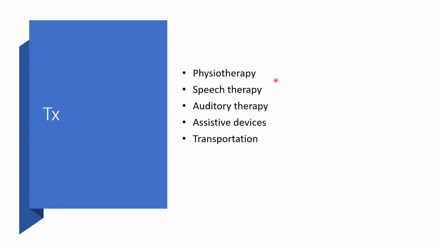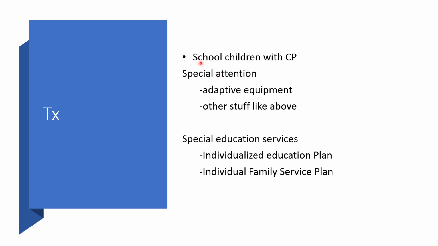Still on treatment is physiotherapy, speech therapy for those who have dysarthria, auditory therapy for those who have hearing difficulty, assistive devices, walking aids, and so on, and of course, transportation for them. Still on treatment, school children with cerebral palsy should have special attention. They should be provided with adaptive equipment and other items that I've mentioned above. Then special education services that will cover an individualized education plan and an individual family service plan. All these should be in place to help both the family, that is the parents, and the affected children.